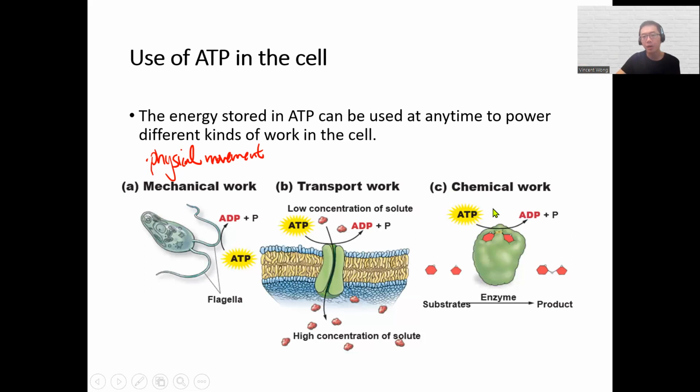And finally, chemical work, right? Like enzymatic work that requires energy. Enzymes lower the activation energy, but nothing is free, right? Something else has to be supplying that energy. And in this case, it's the ATP. Anabolic reactions are another example of chemical work. And so you can use the ATP to do all these things, but afterwards it will turn into ADP and P. And in order to recharge it, we need to do more catabolic reactions.